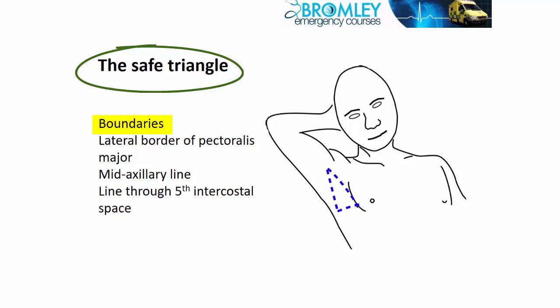The anterior border of the safe triangle is the edge of pectoralis major, the lateral border of pectoralis major. The back of the triangle is the mid-axillary line. If we remember, with the serratus anterior, we have the long thoracic nerve, and we're trying to avoid that, so we keep anterior to the mid-axillary line. And then the floor of the triangle is a line at the fifth intercostal space level, so that we don't go too low and risk going into the diaphragm and hence potentially into the liver. So that's the safe triangle for chest drain insertion.